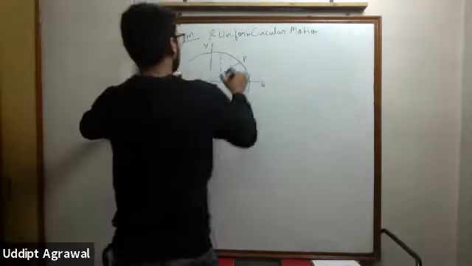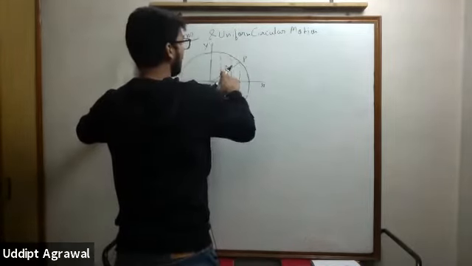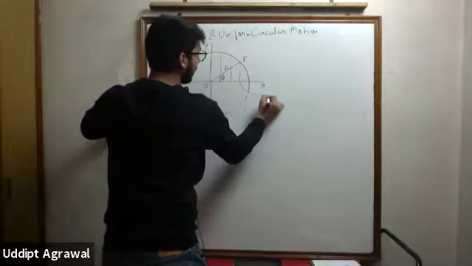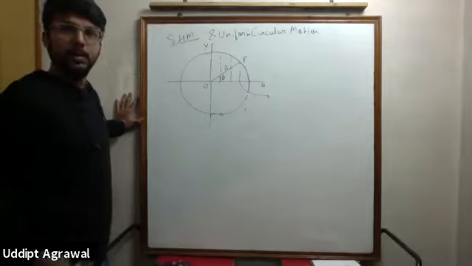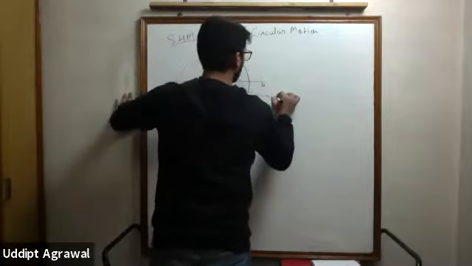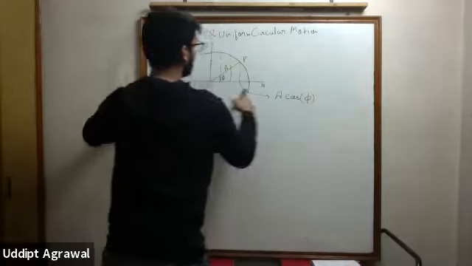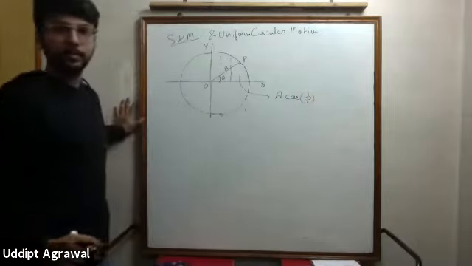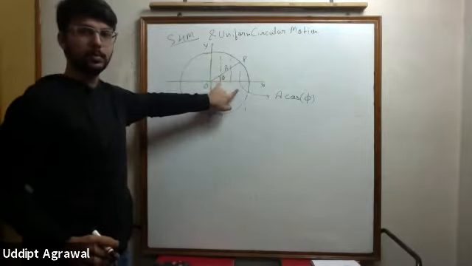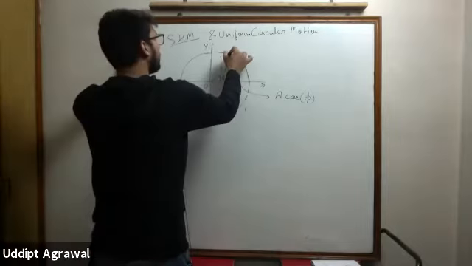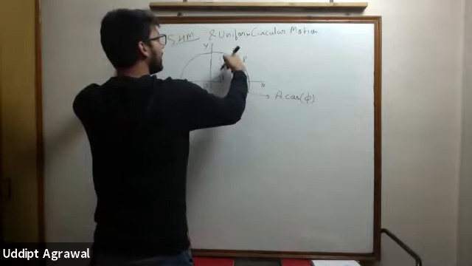Now, if this is A, again, the radius of the circle, how do I get the distance of this point? It simply becomes A cos phi. And it is phi because this is the initial point, right? P is my initial point. Got it?